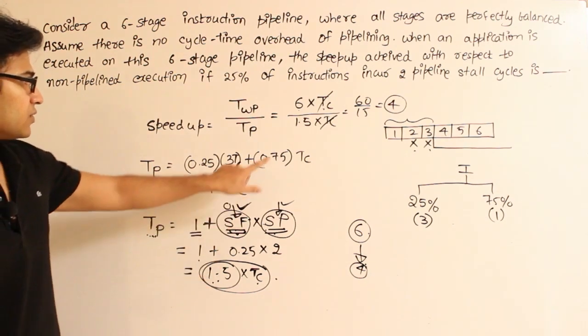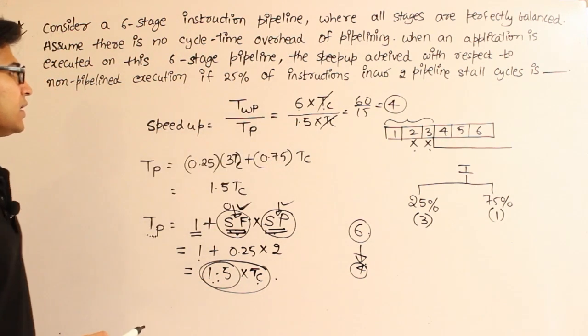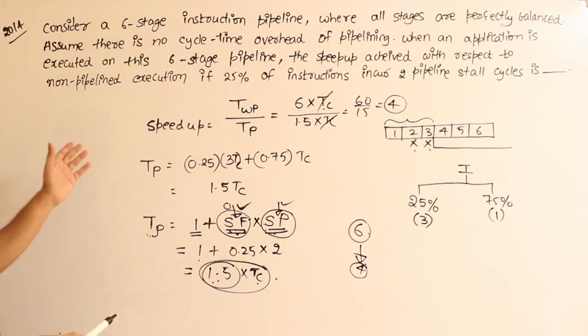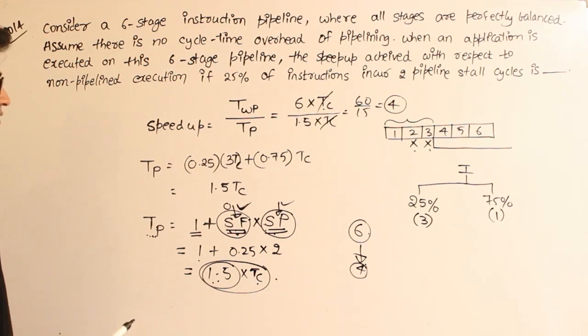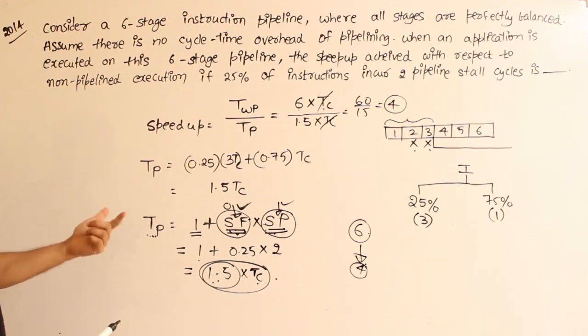If this is 1, if you substitute 1 here, then we are going to get 6 as the speedup. So the speedup is a complete 6. And when do we get 6? When the efficiency is 100%. Then the efficiency can be computed as 100%.